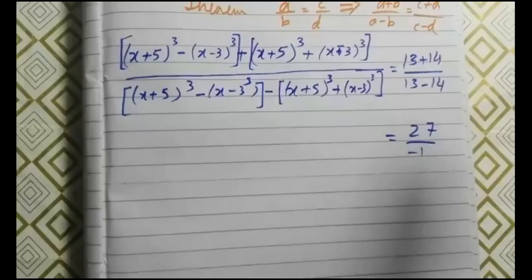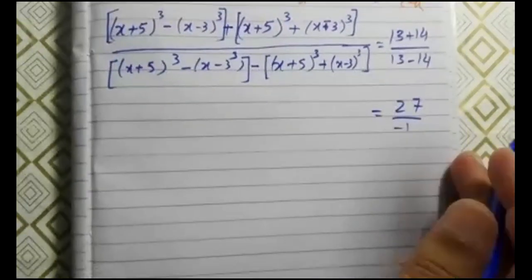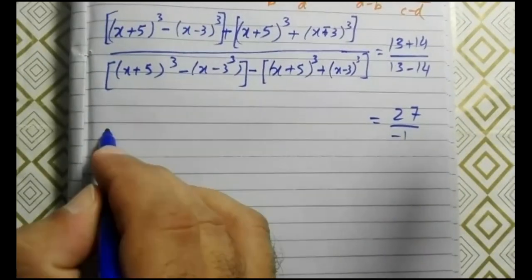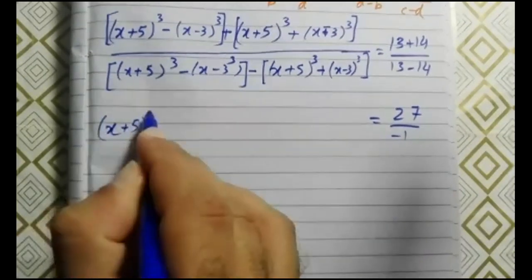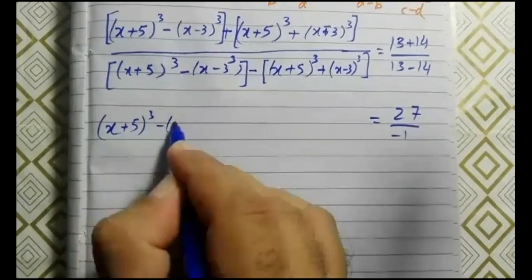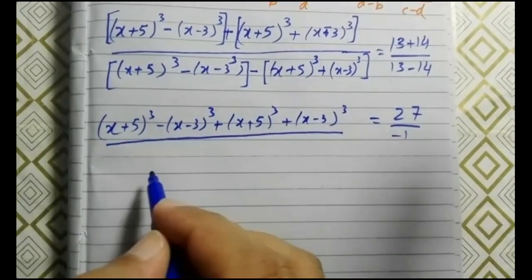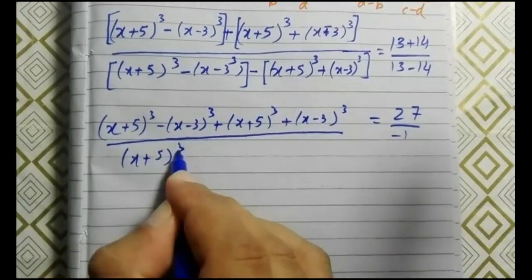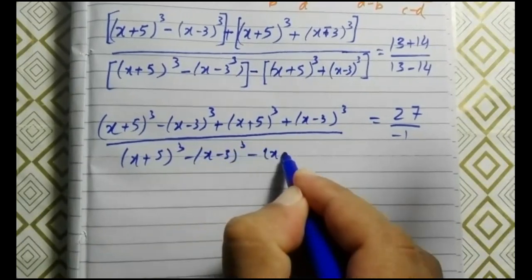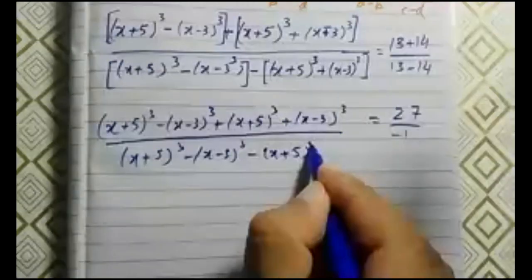We left the question. So this will become 27 minus 1, and you will see that once we open the brackets, a few terms will be cancelled. Whole divided by x plus 5, x minus 3 cube, x minus x plus 5 cube, and x minus 3 cube.